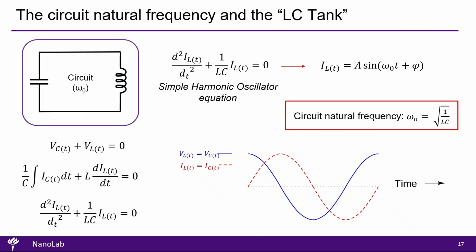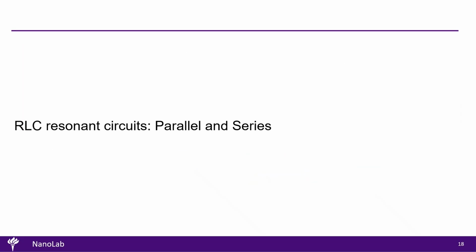A lossless environment is a useful ideal, but real circuits always have some losses. Therefore, we model the loss by adding a resistor, R, producing either a parallel RLC circuit or a series RLC circuit. These two configurations capture the behavior of most resonators and therefore form the basis for our analysis moving forward.